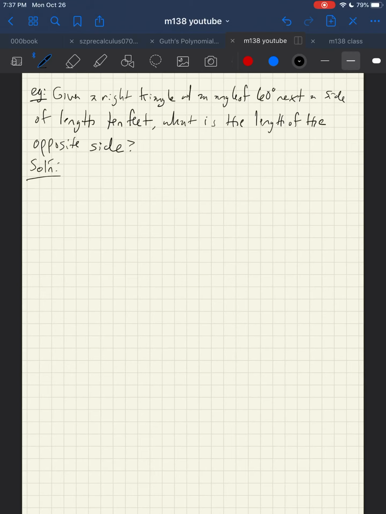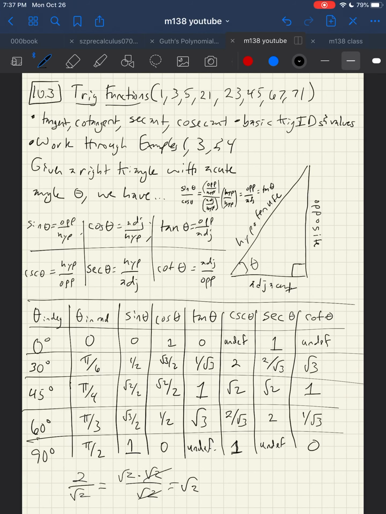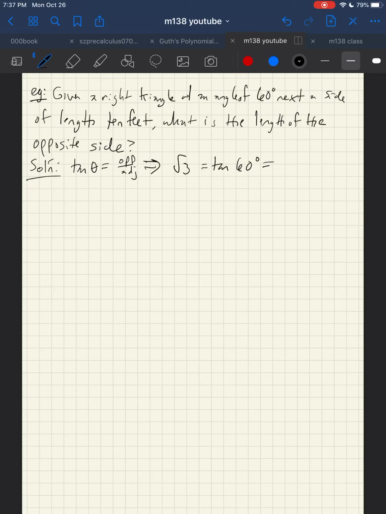So solution, we know that tangent of theta is equal to the opposite over the adjacent. So we just need to do tangent of 60 degrees. Tangent of 60 degrees is going to be, well, two things. The tangent of 60 degrees, we've calculated it right here. It's square root 3. And it's also opposite over adjacent. So the adjacent is 10 feet, and the opposite is what we're looking for, right? Well, this just tells us that the length of that opposite side is 10 root 3 feet. Okay, that's the answer. So that was pretty quick.